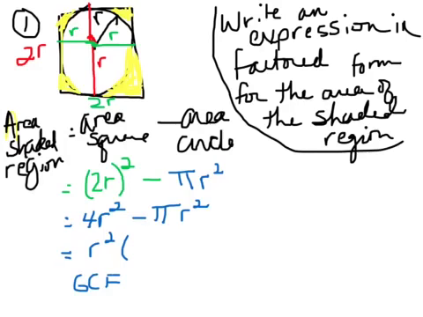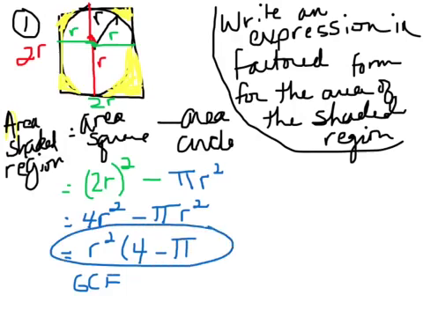Oh, I can tell I can divide R squared out of both terms. If I have 4R squared and I divide the R squared out, what would be left? The 4. Now, I'm going to copy down that subtraction sign. If I have pi R squared and I divide out the R squared, what would be left? Pi. This is your answer in factored form. You take out the GCF and you write your leftovers in parentheses there.